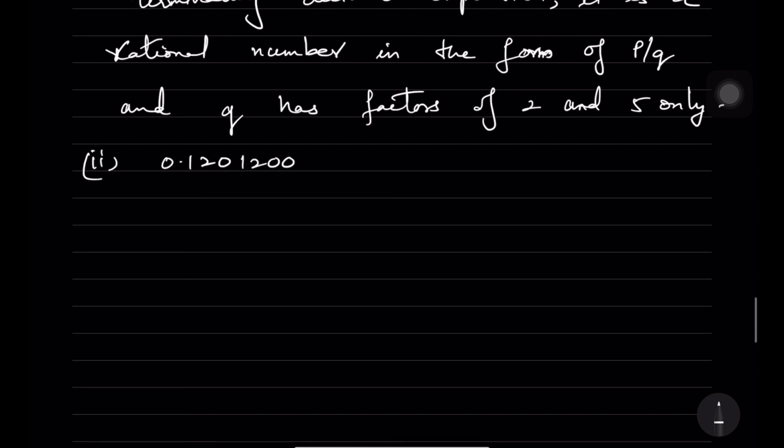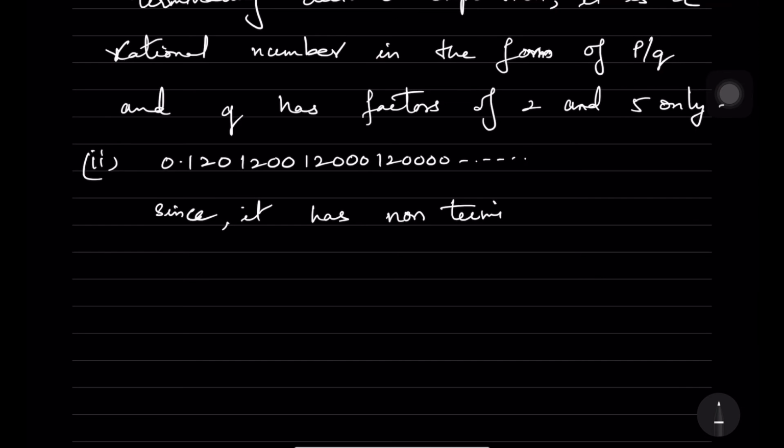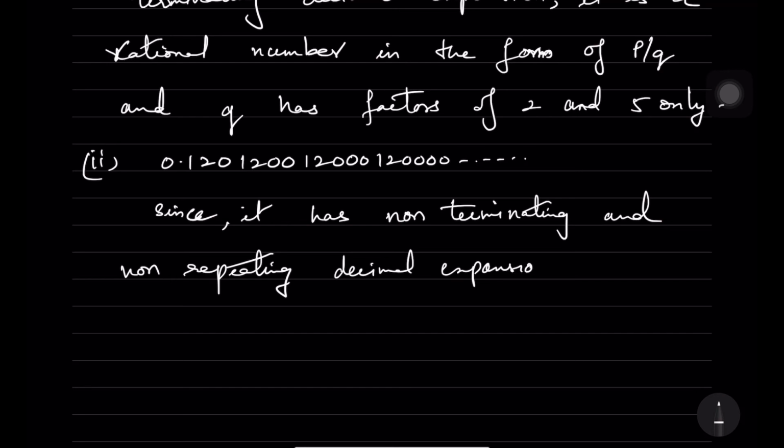Next, the second one, 0.120120012000120000 and so on. Clearly you can see that since it has a non-terminating and non-repeating decimal expansion, it is an irrational number.